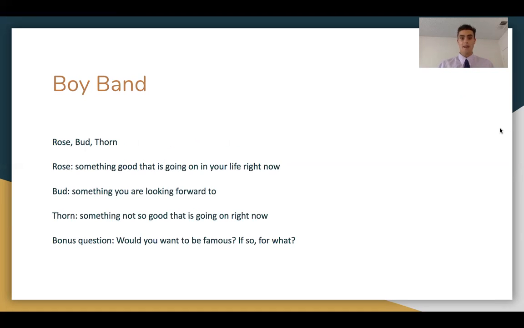So, for boy band today, as we named it yesterday, we are going to again do rose, bud, thorn. A rose is something good going on in your life right now. A bud is something you're looking forward to. And a thorn is something not so good that's going on right now. Once you do your rose, bud, thorn, answer the bonus question: would you want to be famous? If so, for what?